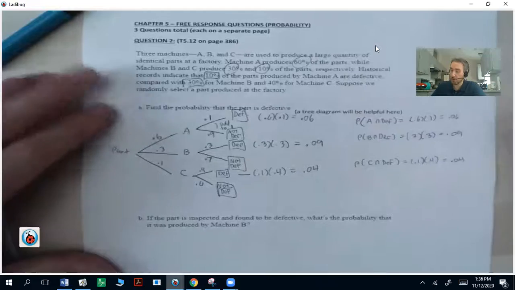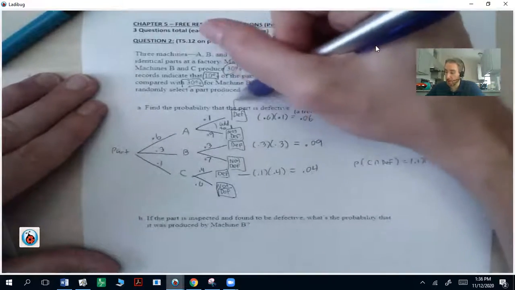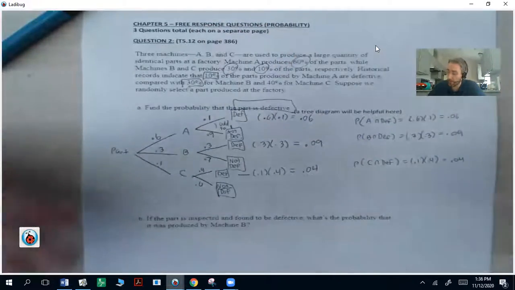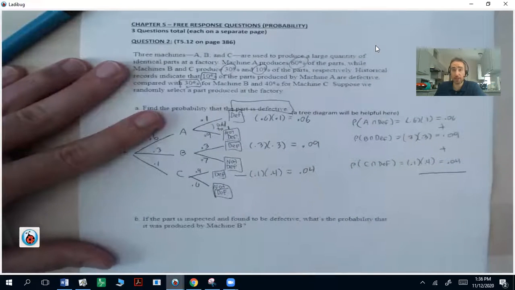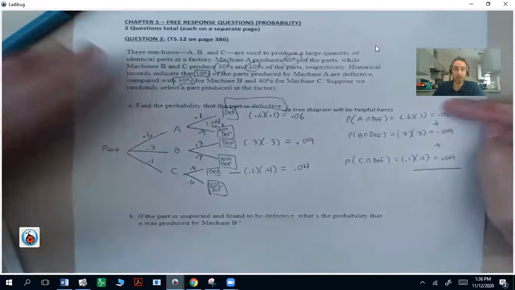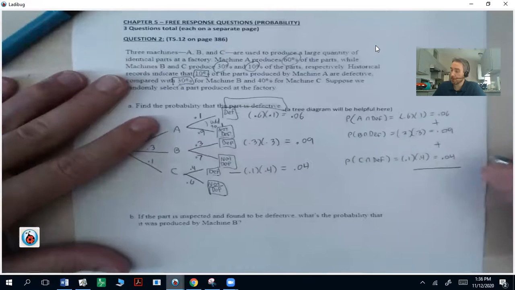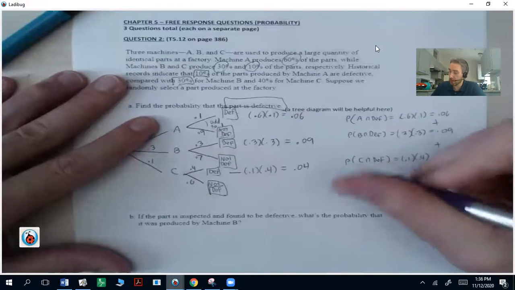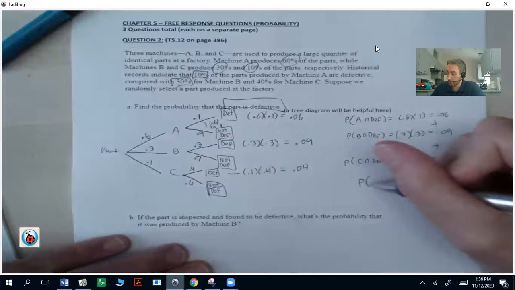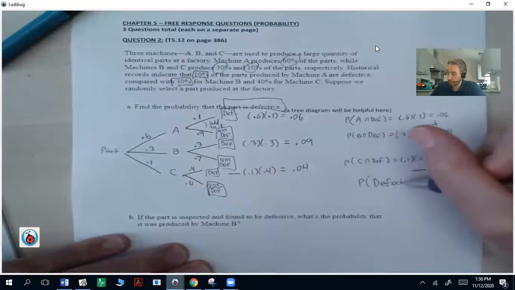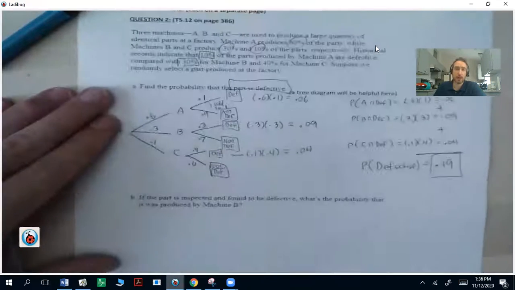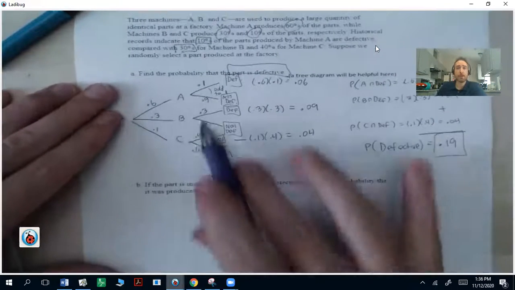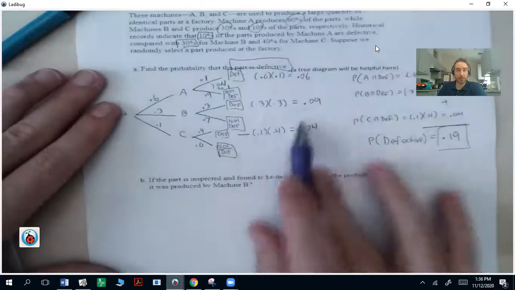So now that we have all those, the question says the probability that the part just in general is defective. That's or, could be from A, B, or C. So we'll want to add these together. And overall, that's going to be your total. So 9 plus 6 is 15, plus 4 is 19. So that should be 0.19. So the probability of defective in general is going to be 0.19, 19%. Pretty terrible stats if you think about that. But see how that tree diagram can be useful in this case.